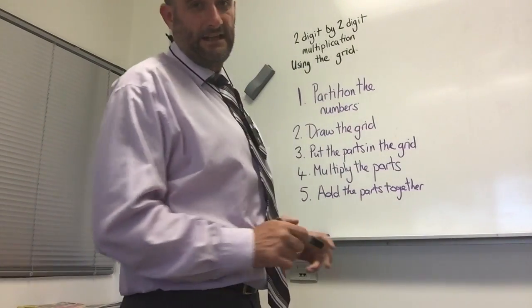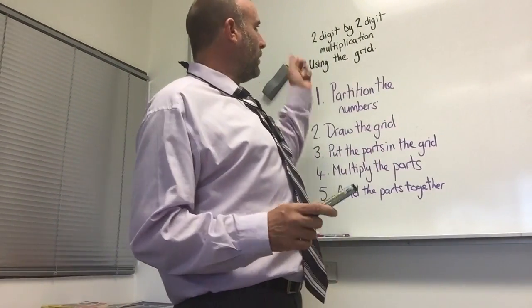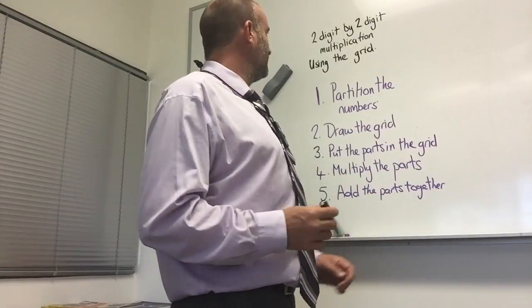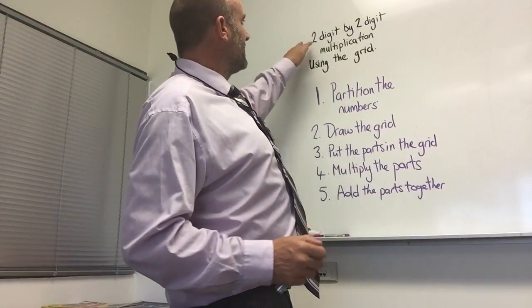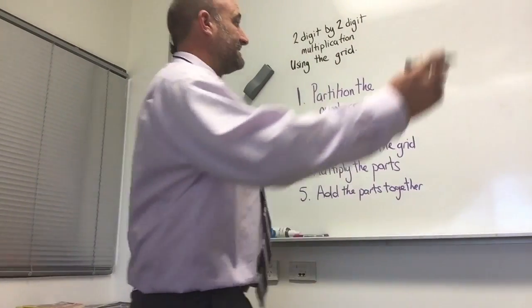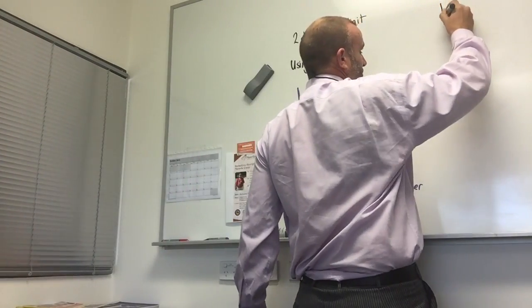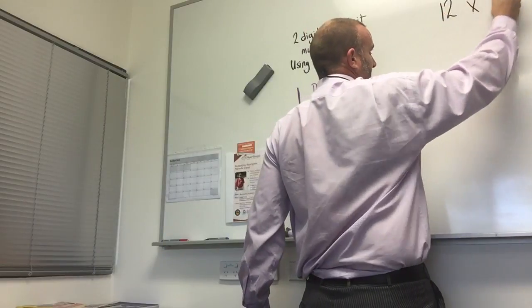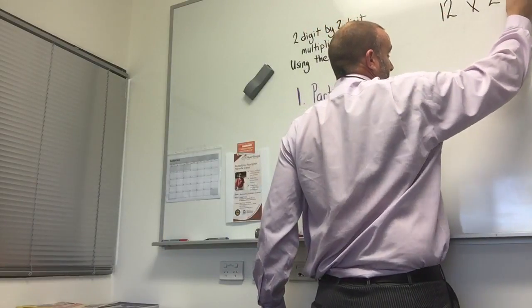Okay, this is my second lesson. This follows on from the 1-digit by 2-digit multiplication using the grid. And now we're going to go 2-digit by 2-digit. So, first things first, let's write a problem down. We'll do 12 multiplied by 23.